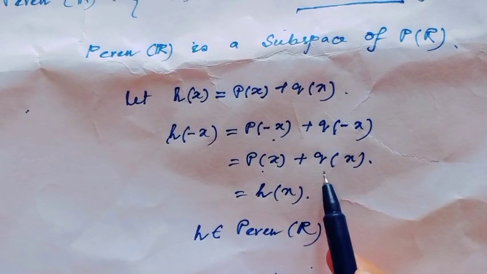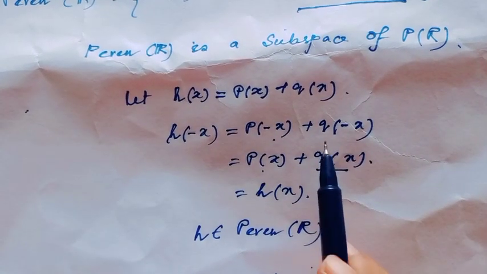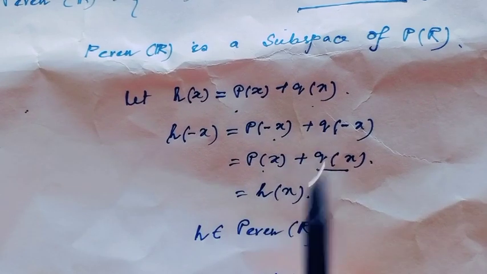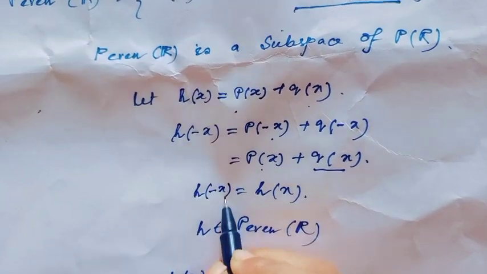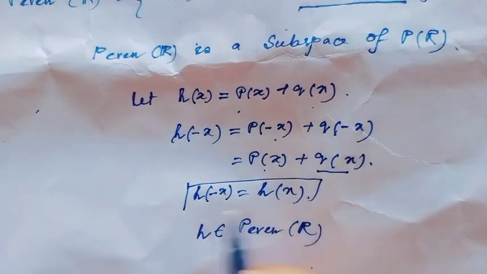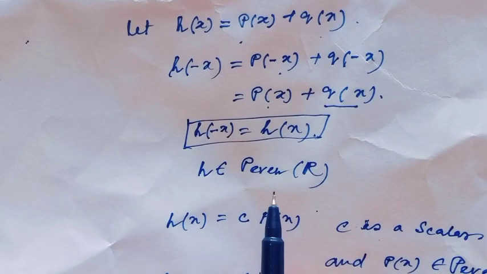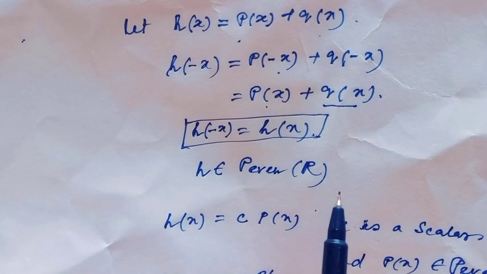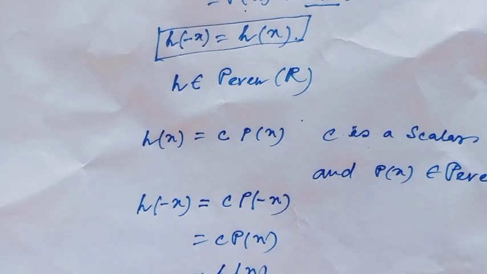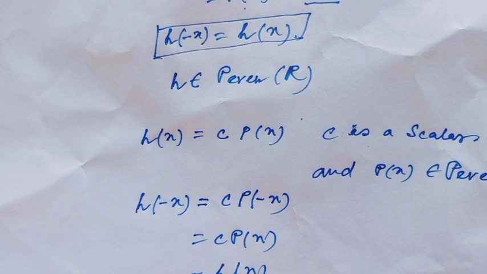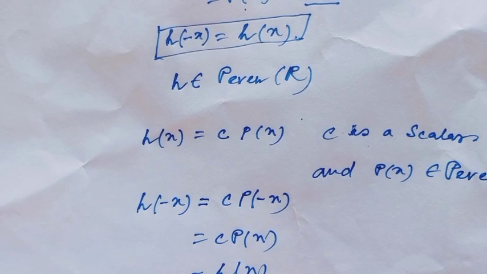And q(-x) equals q(x), and p(x) plus q(x) equals h(x). Therefore, I have got h(-x) equal to h(x). So h(x) belongs to the set of all even polynomials. We have to prove their scalar multiplication also belongs to this space.